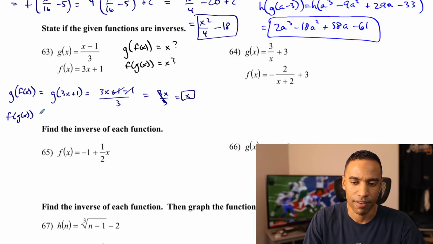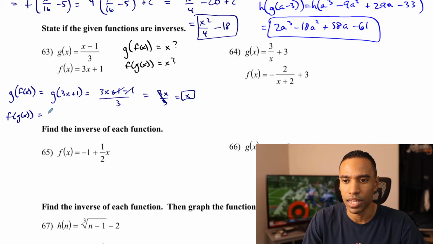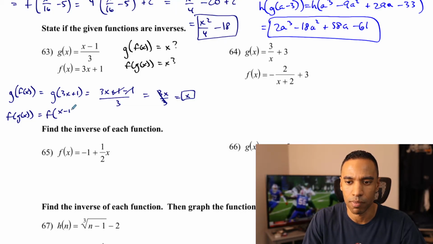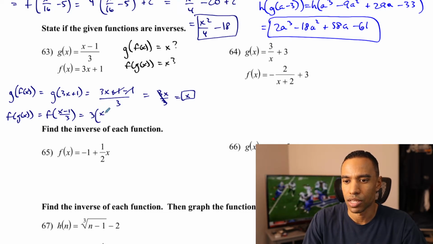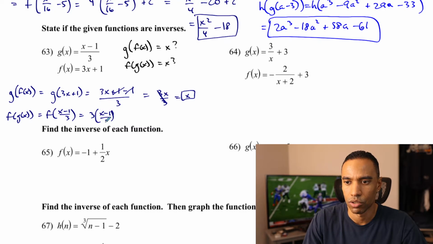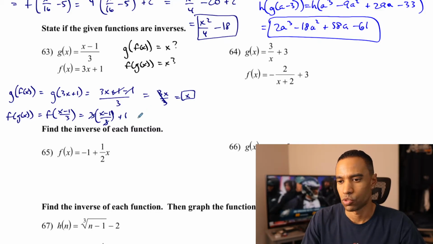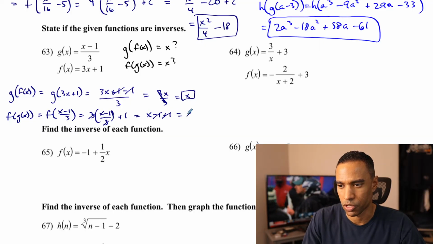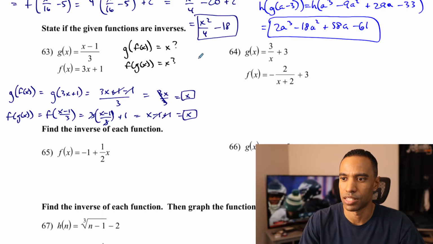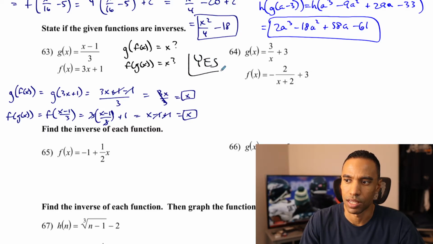f of g of x is f of (x minus 1 over 3). I mean, this should work. It is 3 times (x minus 1 over 3) plus 1. 3 over 3 is 1, and that's x minus 1 plus 1. Negative 1 plus 1 is 0, and that equals x. The answer is yes. Yes, it is.